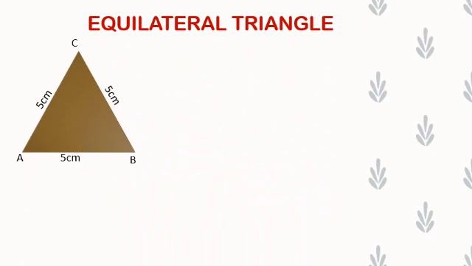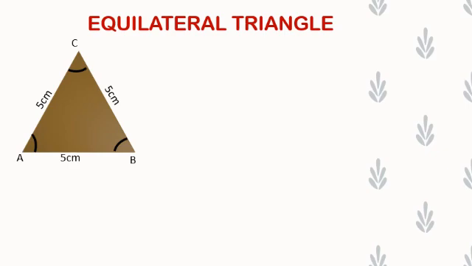In the last class, we did some questions from page number 26. Let us continue that. Before, let us see some properties of equilateral triangles. What is an equilateral triangle? An equilateral triangle is a triangle in which all three sides are equal. In the given figure, three sides are 5 centimeters each.